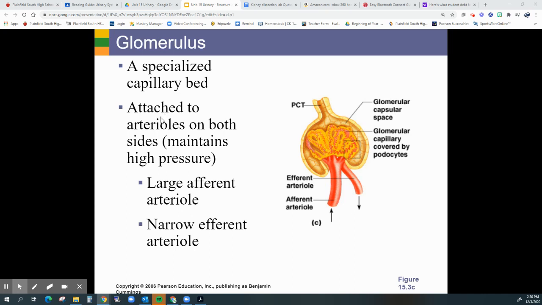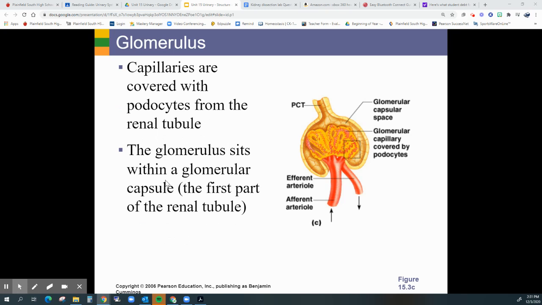Okay, so the arterioles on both sides help maintain pressure. That's the reason why these are looped around. We want high pressure so we can force things out at this end of the arteriole. And then there's a large afferent arteriole coming in, so we have higher pressure coming in, and we have a narrow efferent arteriole coming out, so we have lower pressure coming out, and that's what helps this filtering process.